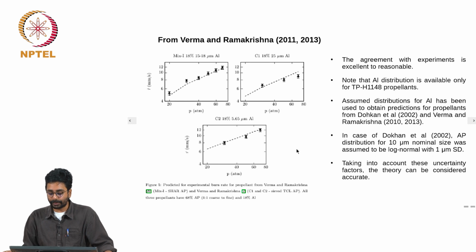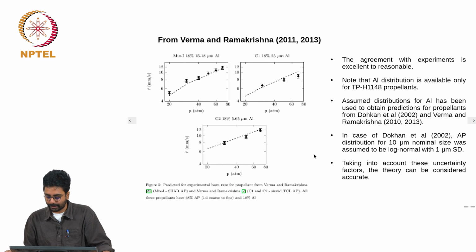Note that Al distribution is available only for the Space Shuttle booster. For other cases, it has been assumed that all the aluminum is conventional aluminum, especially in the case of 15 to 18 micron aluminum and the 25 micron case. In the case of 5.65 micron aluminum, it was assumed that there is a small fraction of it which is smaller than 1 micron, which contributes to some heat flux at the surface to explain the observed burn rates. So, assumed distributions for aluminum have been used to obtain predictions for propellants from Doken et al. and Verma and Ramakrishna.